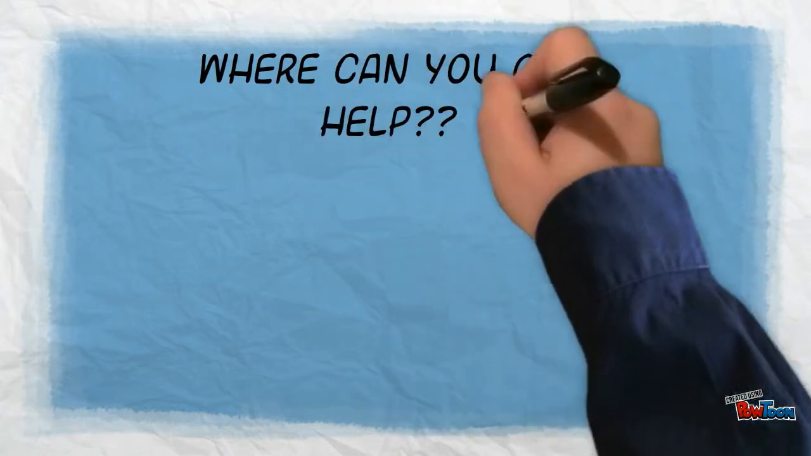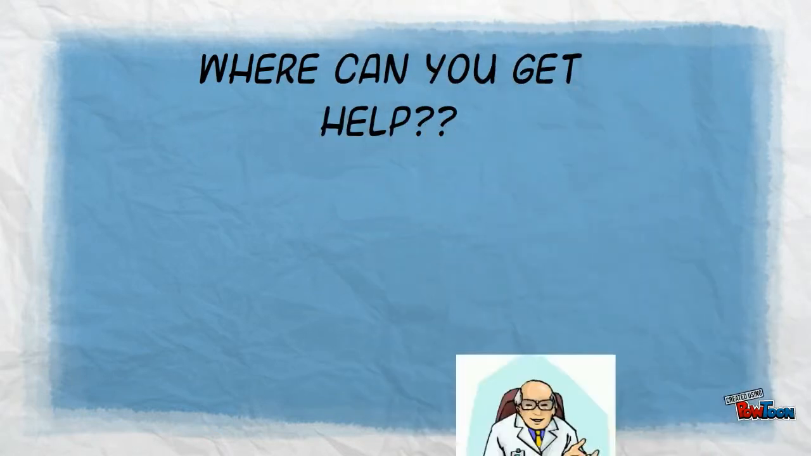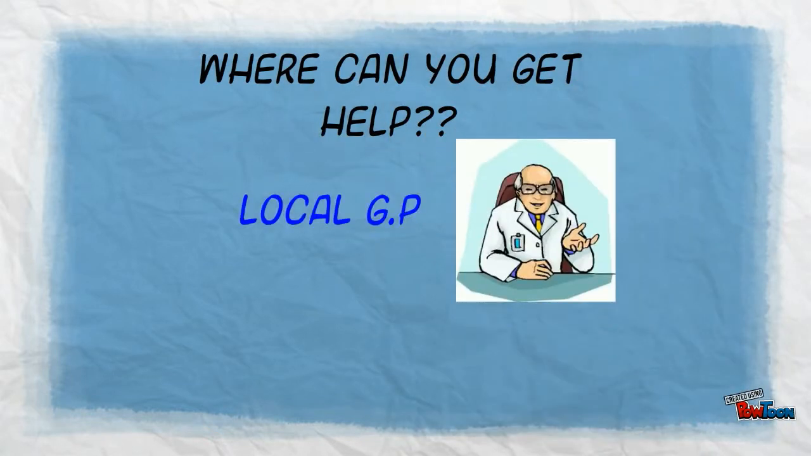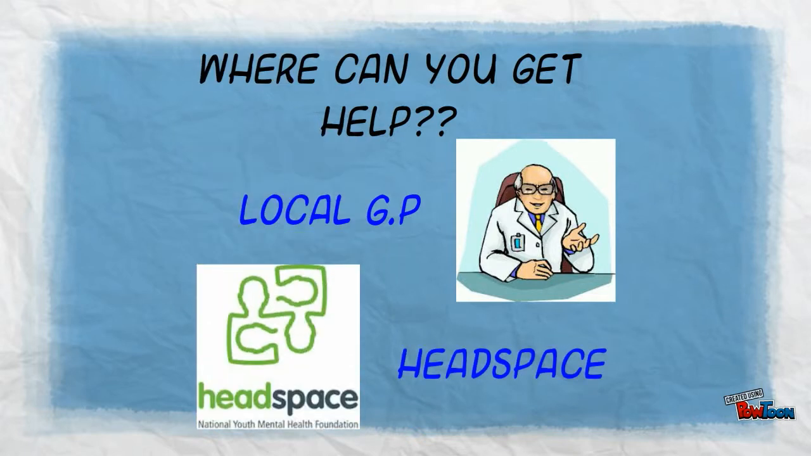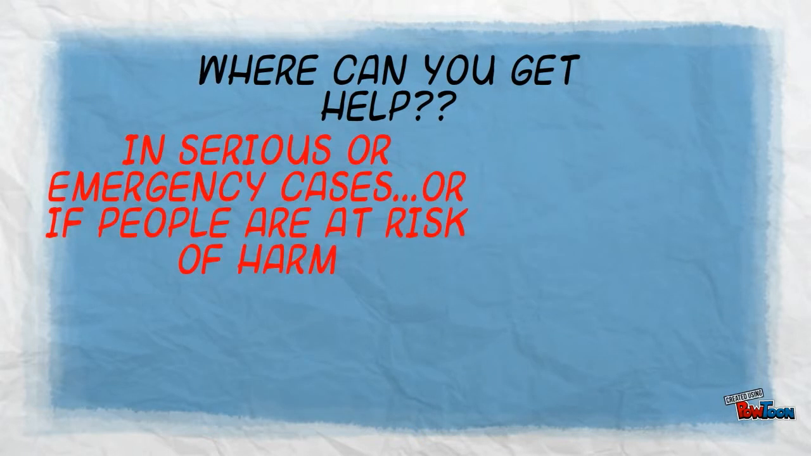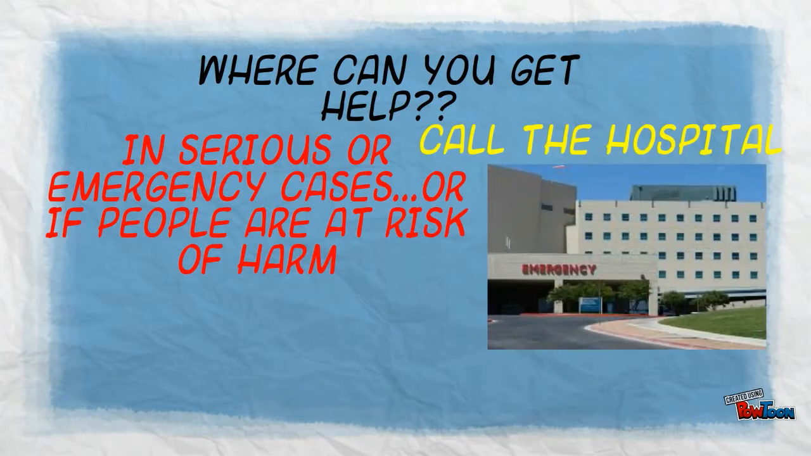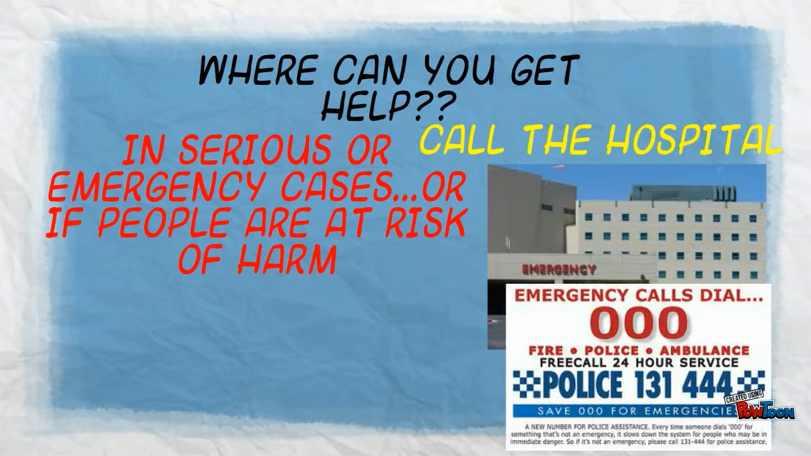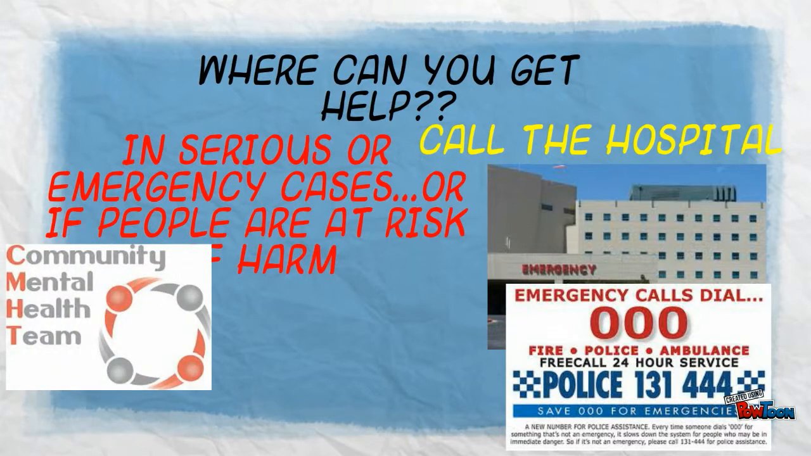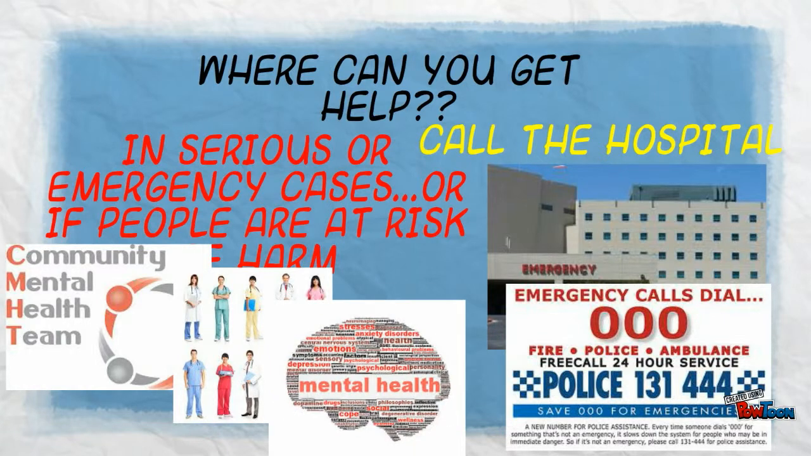If you have concerns about your student, you could make a referral to the local GP or to your local headspace. If you think it is more urgent and a student is at an immediate risk of harming themselves or harming others, don't be afraid to call the hospital or 000 for help. The mental health team may be best placed to deal with an acute situation.